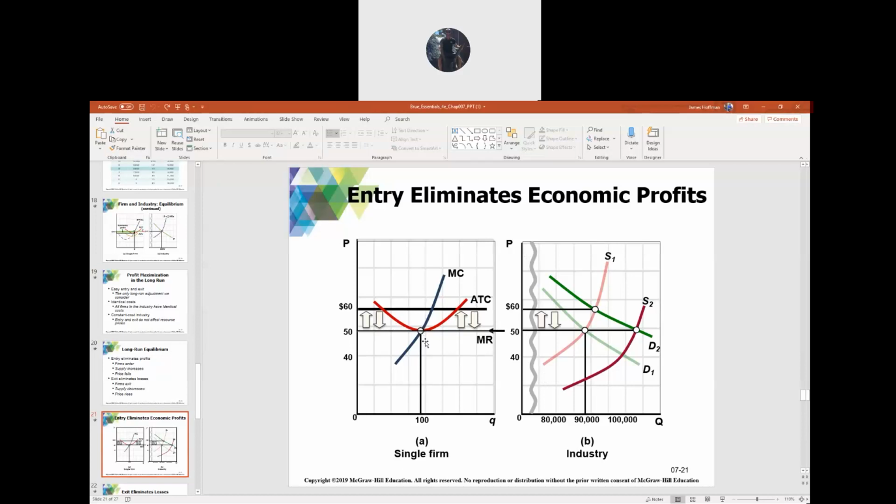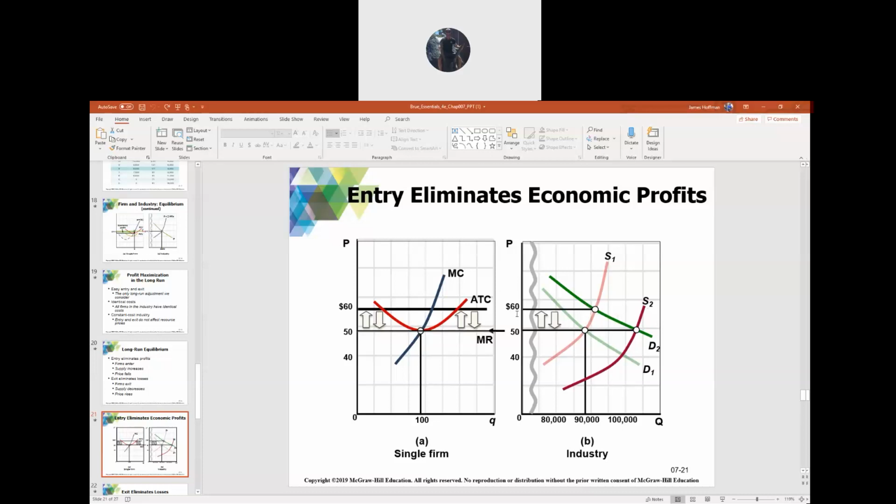All right, so let's start with, if you go over to panel B, industry, you can see that D1 and S1 are the original demand curves. And so this is the long run equilibrium. All right, so at 150, price of 100, output is 50. So S1 and D1 determine that no long run firm is making a profit. But then see what happened.